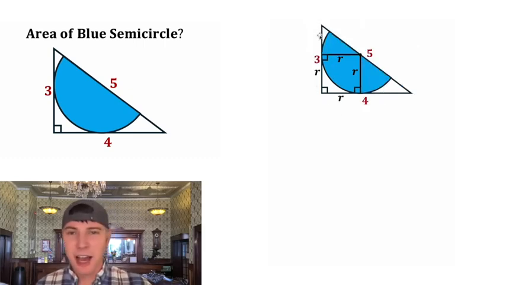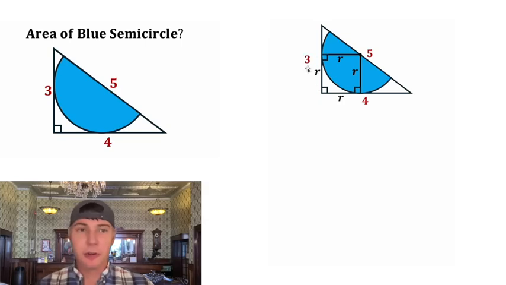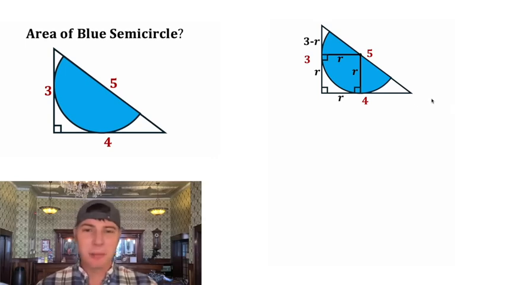Next, let's look at this height of our triangle. It's equal to 3. Since this piece is equal to r, that means this portion up here would be equal to 3 minus r. And the same thing if we look at the base, since the whole thing is equal to 4, and this is equal to r, this portion would be equal to 4 minus r.